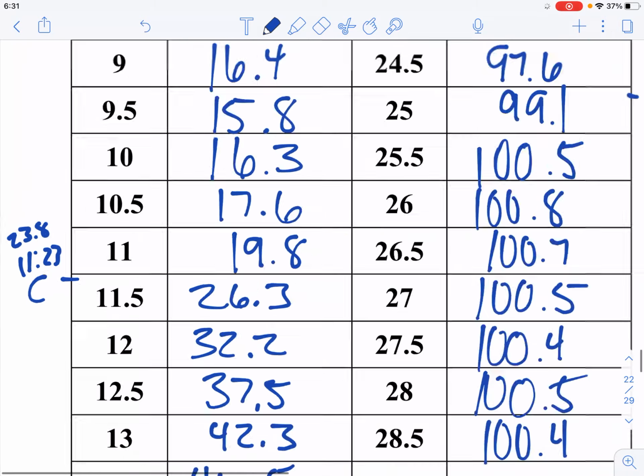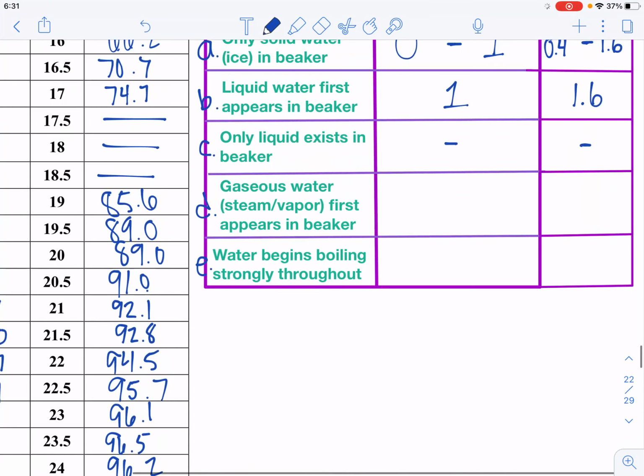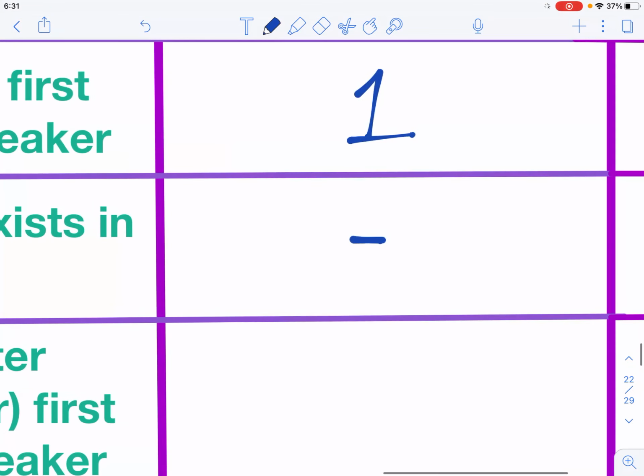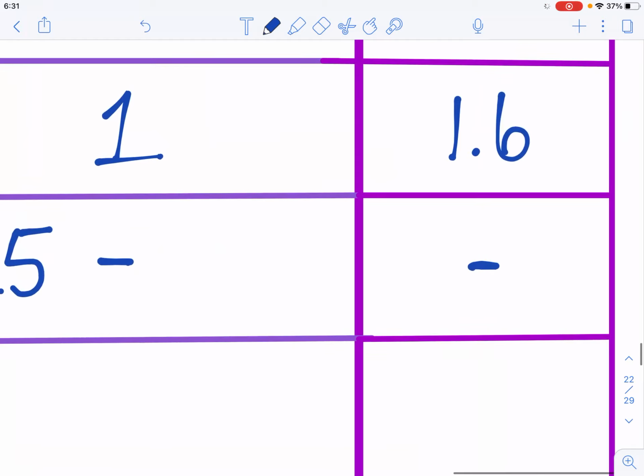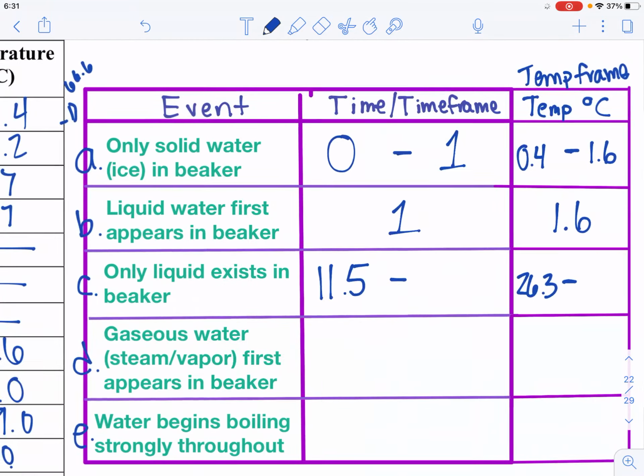was at like 26.3. All right, so only liquid exists in the beaker, so my time frame here was 11.5. That's when it started. That's when my ice melted, and the temperature with that was 26.3. Okay. And then where does it end?